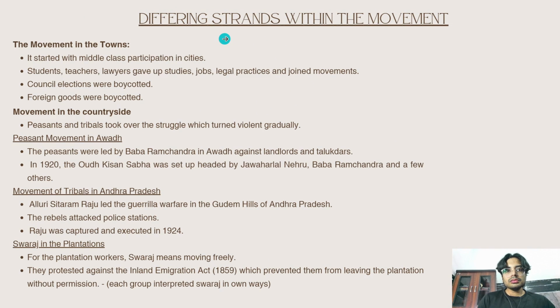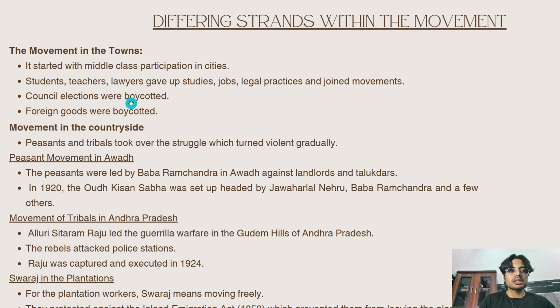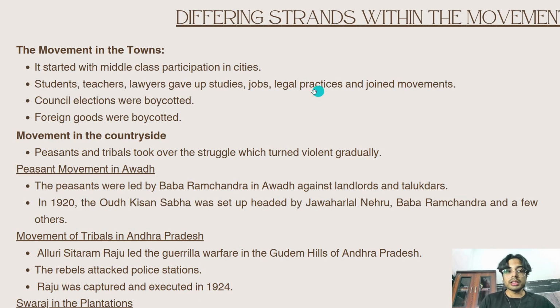Now, there were different strands within the movement, such as each group interpreted Swaraj in their own ways. Like they had their own interests, so everyone interpreted freedom or Swaraj in their own thoughts, in their own ways. So let's see how the movement in towns took place. It started with middle class participation in cities. Students, teachers, lawyers gave up their studies, jobs, legal practices, and joined movements. Council elections were boycotted, foreign goods were boycotted too.